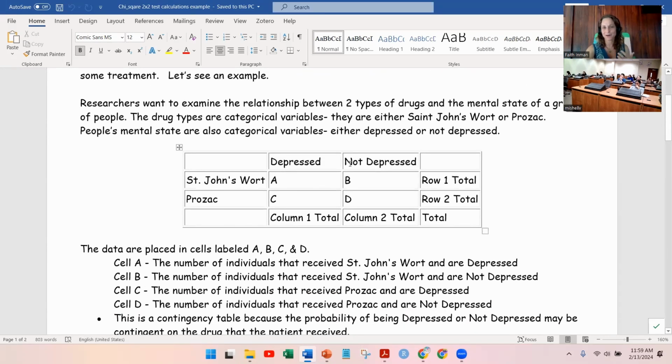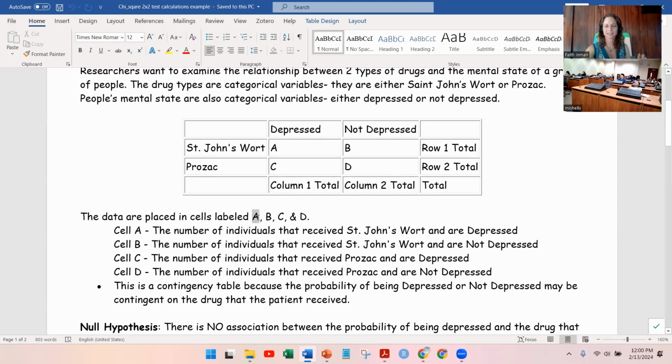And it names all of these different cells, step by step. Imagine you had two groups of patients, and they were all depressed, and then you gave half of them St. John's wort and half of them Prozac, or some of them St. John's wort, some of them Prozac. And then after 6 months, you measured their depression scores again to see if they were then either depressed or not depressed, to see if there's an association, or testing the drug efficacy.